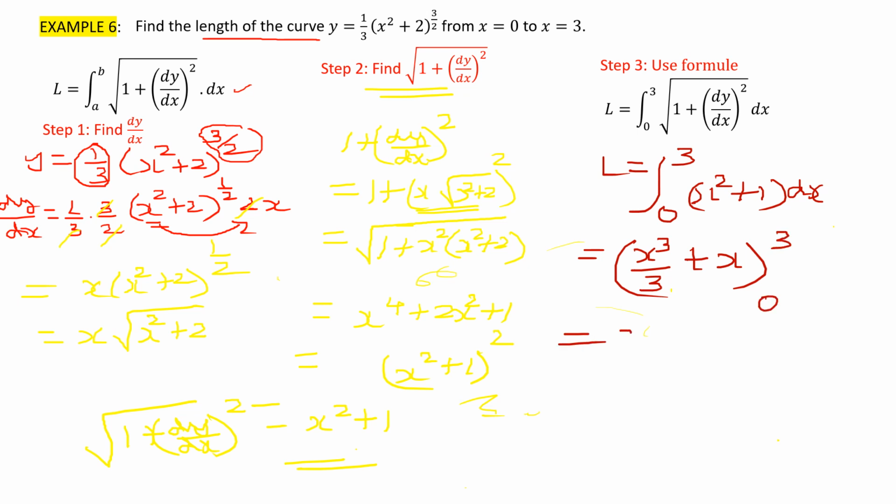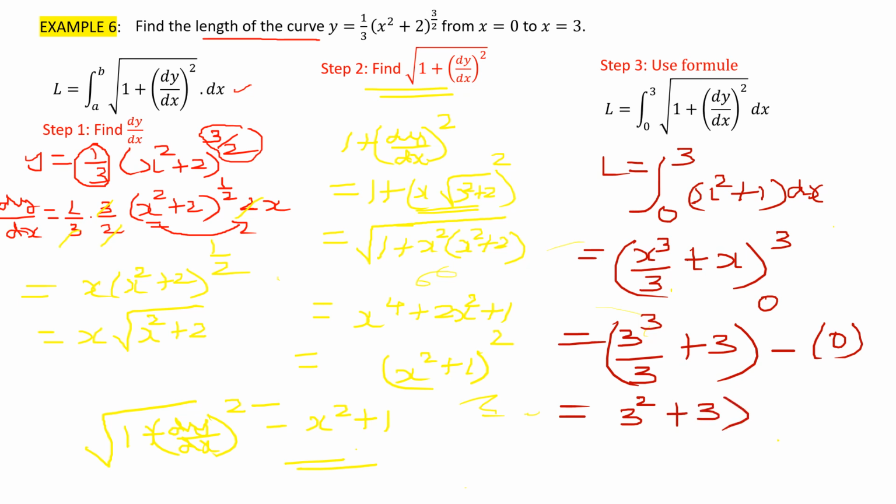So if I substitute the limits, this will give you 3 to the power 3 upon 3 plus 3, minus the lower limit, which will give you 0. 3 power 3 divided by 3 will give you 3 power 2. 3 power 2 is 9. 9 plus 3 will give you 12. So we will write 12 units as the final answer.